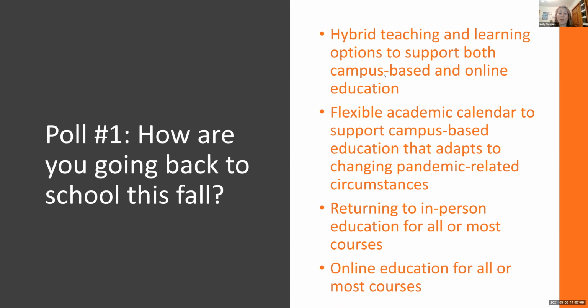So we see that the most popular option is returning to in-person education for all or most courses, followed by a hybrid teaching and learning option to support both campus-based and online education. And I would say that's what we're seeing a lot in the campuses that we support as well.